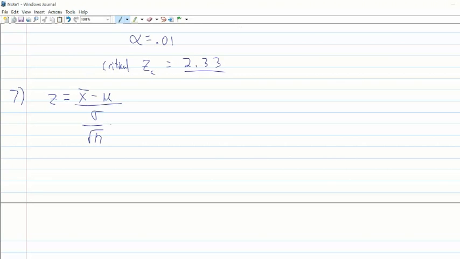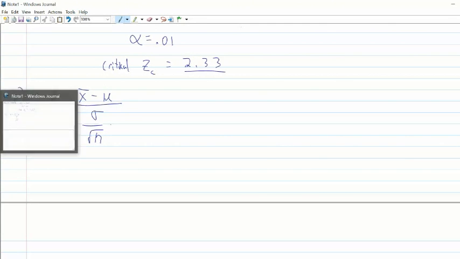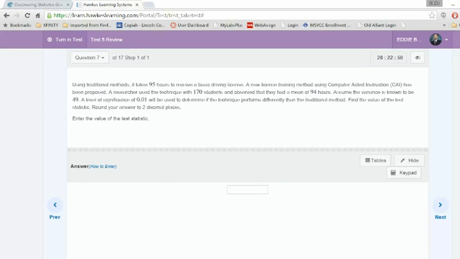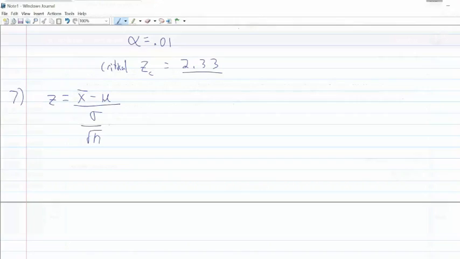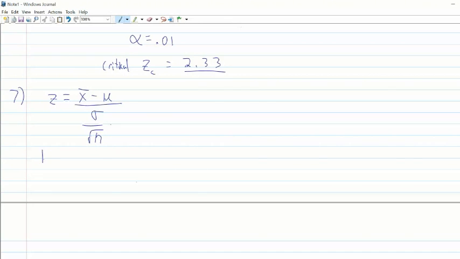We need the mean from the sample. We need the mean from the claim. We need the standard deviation, and we need the N from the sample. All right. So let's write those down. And like I said, it wouldn't hurt to go ahead and write down the null and the alternate hypothesis.